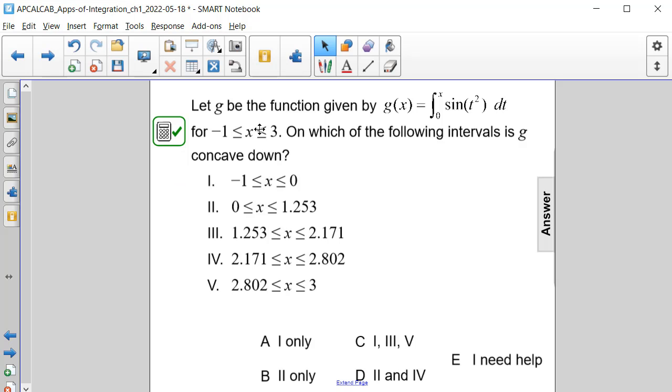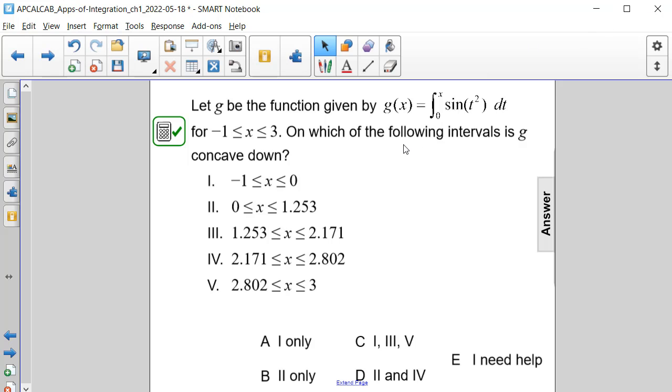Let g be the function given by g of x is equal to the integral from 0 to x of sine of t squared dt for x values between -1 and 3, including our endpoints. On which of the following intervals is g concave down?